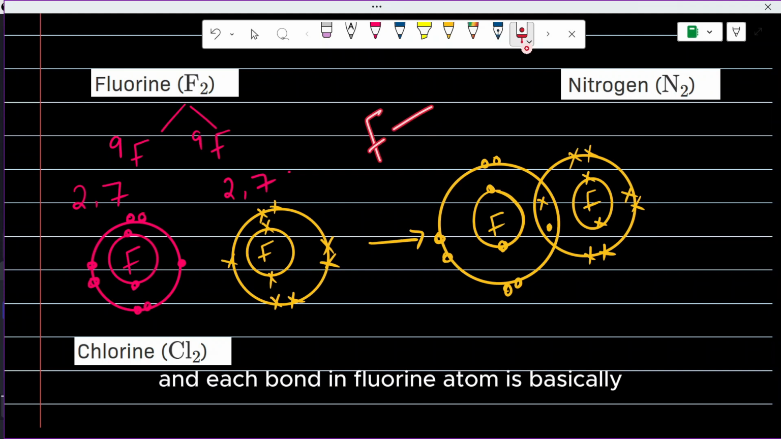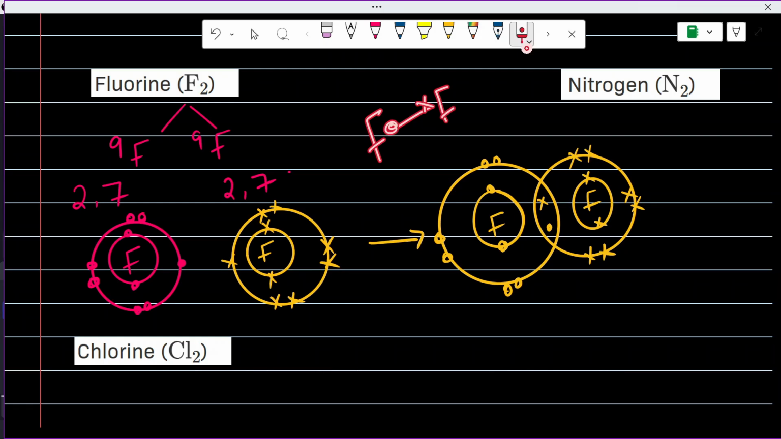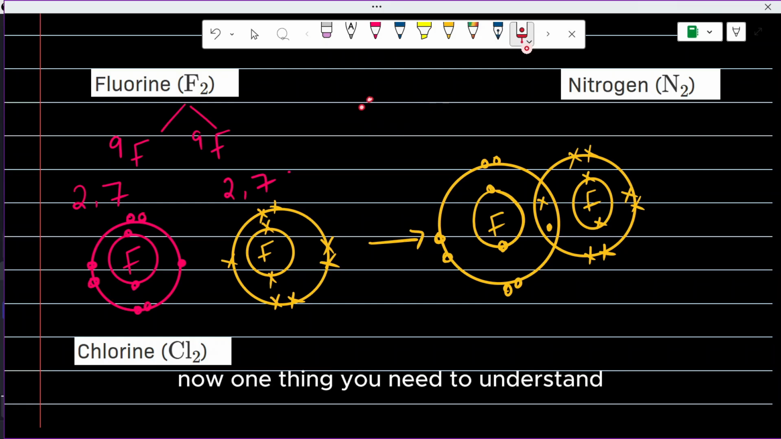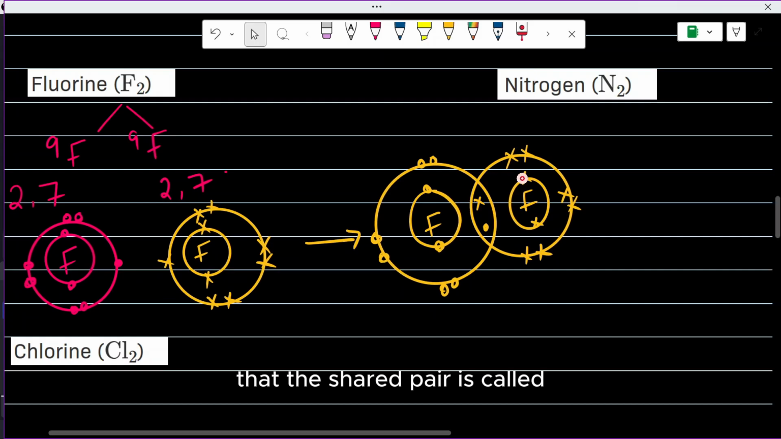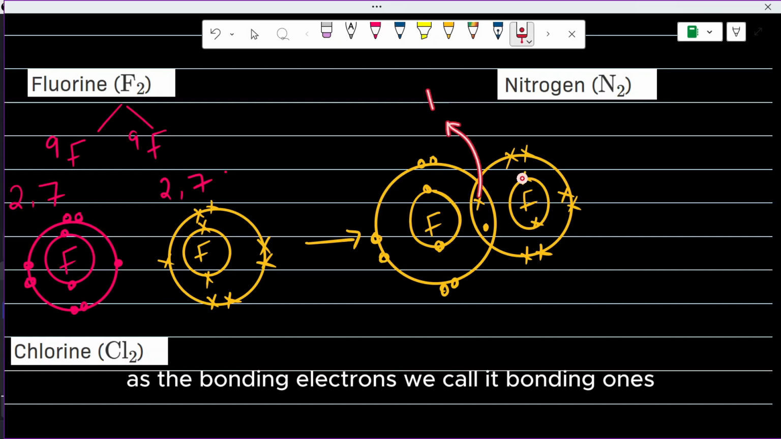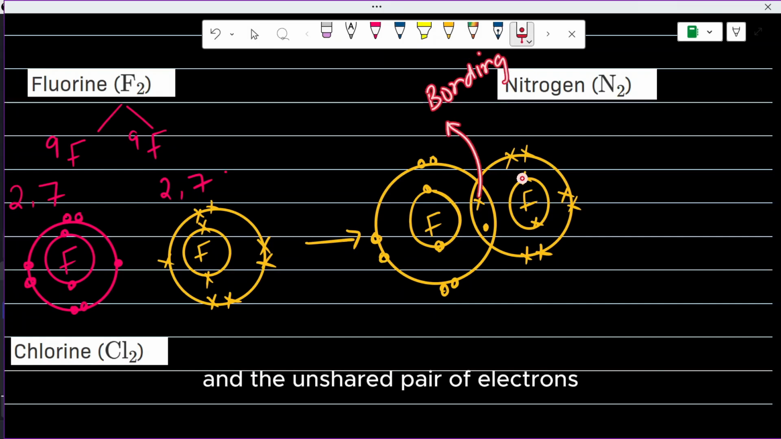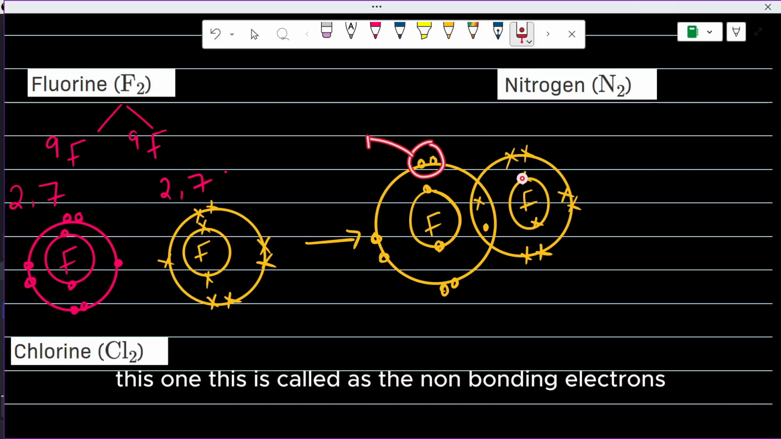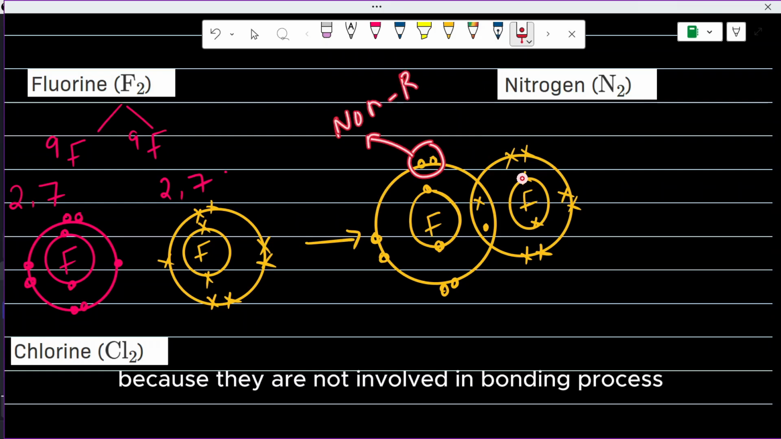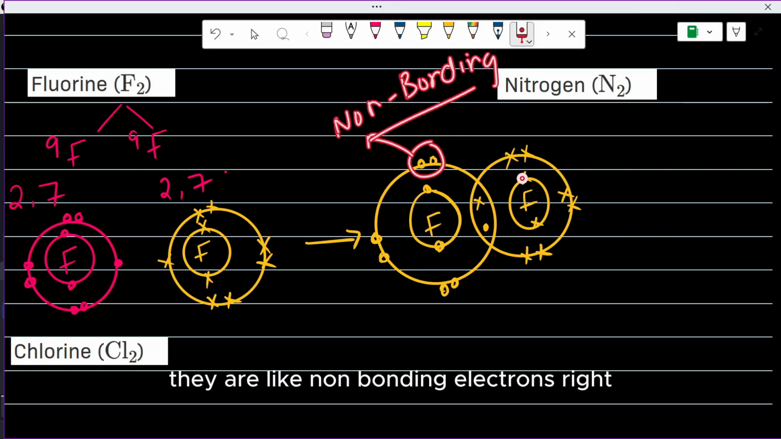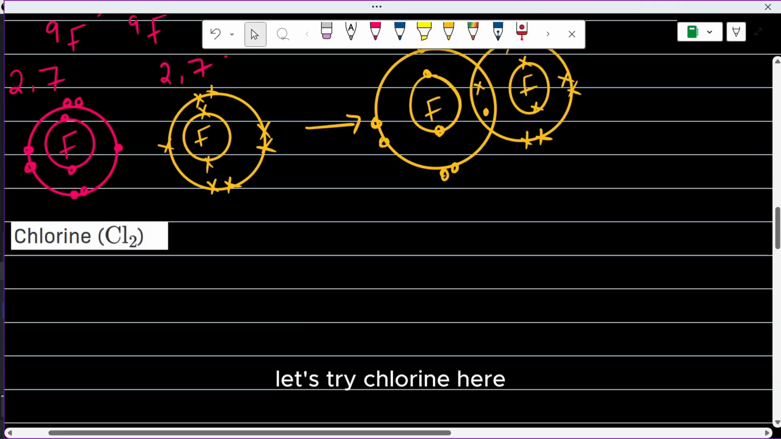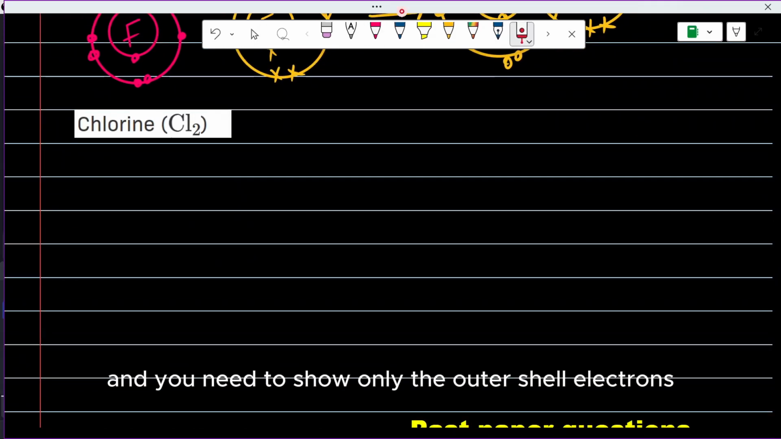And each bond in the fluorine molecule is basically a dot and a cross, right? And the rest are all lone pairs. Now one thing we need to understand is that the shared pair is called the bonding electrons, and the unshared pair of electrons is called the non-bonding electrons, okay? Because they are not involved in the bonding process, they're non-bonding electrons. Right, let's try chlorine here, and you need to show only the outer shell electrons for chlorine.